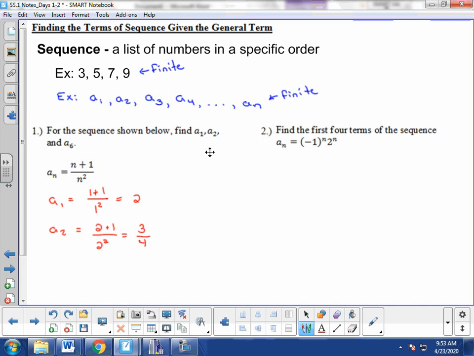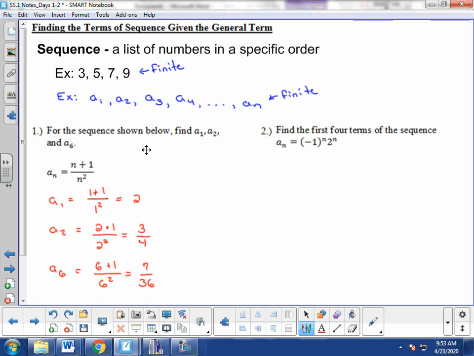Go ahead and see if you can pause the video for a moment and find that sixth term. Hopefully you were able to find it, and to do so we would find a sub 6, which is replacing n with 6, so 6 plus 1 over 6 squared. 6 plus 1 is 7, and 6 squared is 36, which does not reduce. So this would be 7 over 36. That's our sixth term. So these would be 3 of the terms in the sequence.